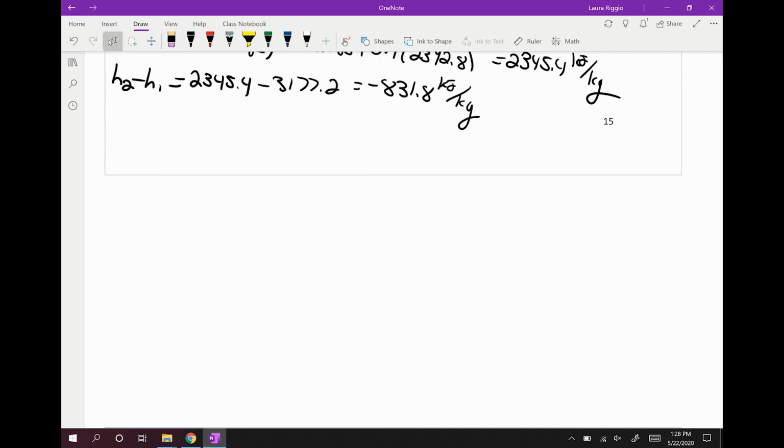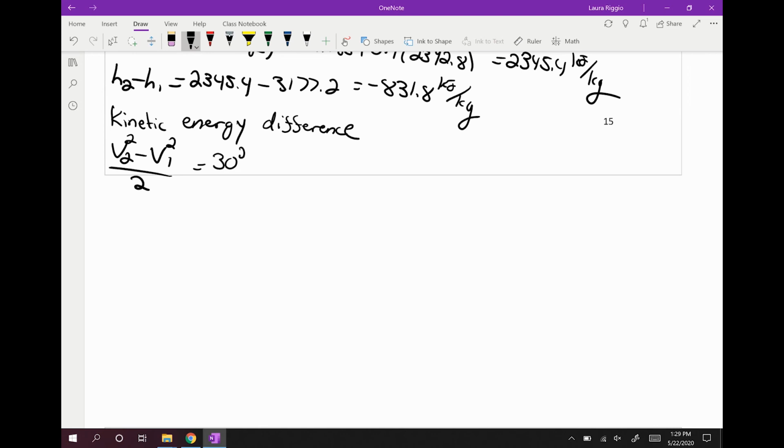Next, we're going to look at the kinetic energy difference. So we have V2 squared minus V1 squared over 2, which is 30 squared minus 10 squared over 2 meters squared per second squared, which is equal to 0.4 kilojoules per kilogram. I encourage you to see for yourself that the units work out.